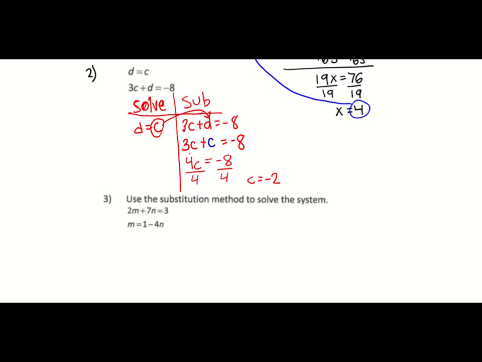Then for d, I have d equals c. So if I plug in that negative 2 here, that gives me d equals a negative 2. So that makes my solution negative 2 comma negative 2. They're both the same number.